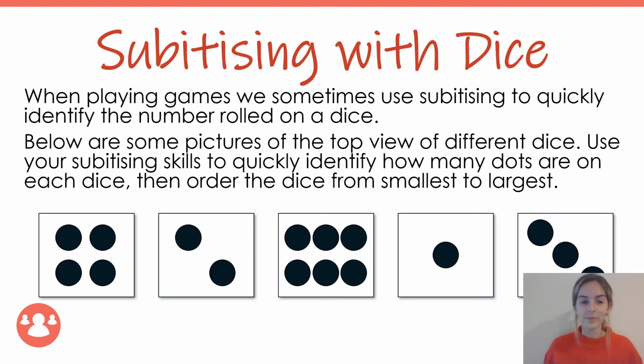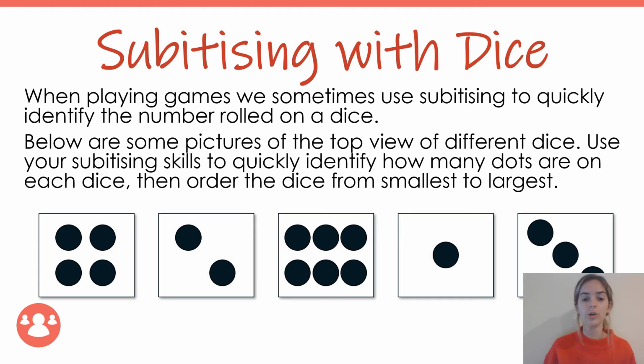Okay, Subitising with dice. Now, when playing games, we sometimes use Subitising to quickly identify the number rolled on a dice. And if you remember, we do this when we play Beat the Champ. We all sit in a circle and we roll our dice, and it's the first person to identify the number rolled. Now, below are some pictures of the top view of different dice.